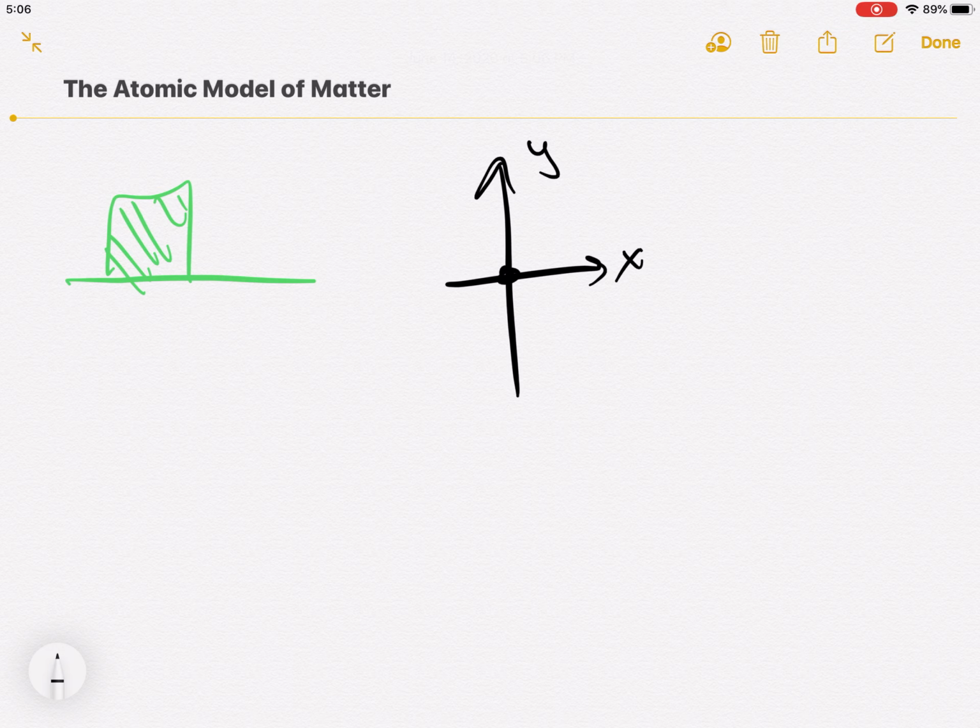But when we stop and think, okay, what is the block made of? So early theories for the composition of matter posited the idea of the atom. Right? So what is an atom?